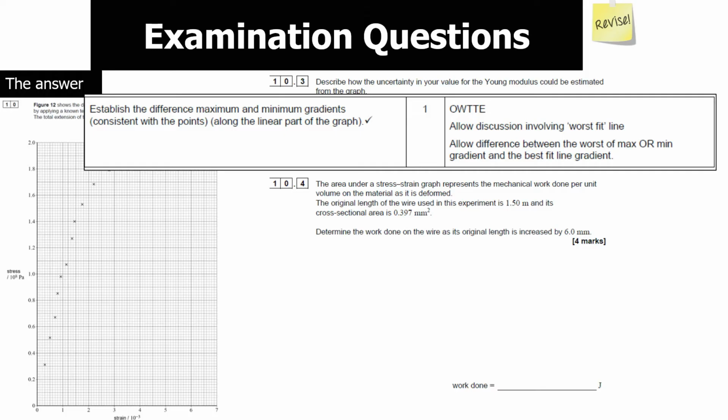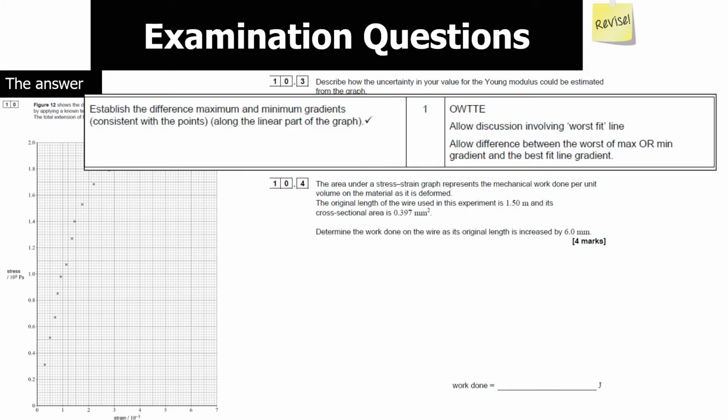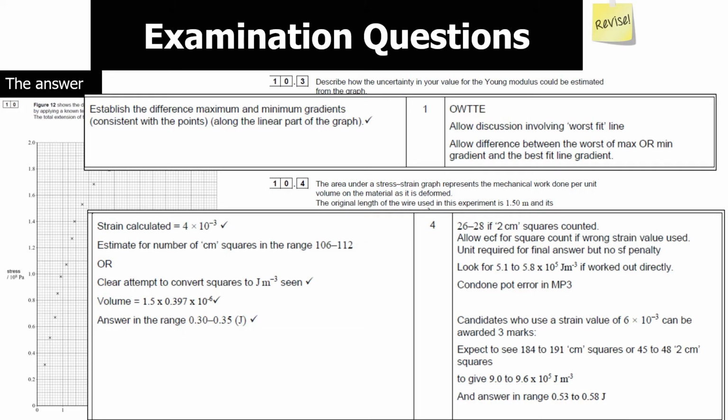Now again, you think, where is that area you're going to work to? As shown in the mark scheme here, it will go up to the idea that strain is 4 times 10 to the minus 3, because you're told the extension is 6 millimeters, so you can work out your strain by doing extension over the original length, 6 millimeters over 1.50 meters. Obviously convert one of them to either millimeters or meters to get your value of strain, which is 4 times 10 to the minus 3. So work out your area up to the strain of 4 times 10 to the minus 3.